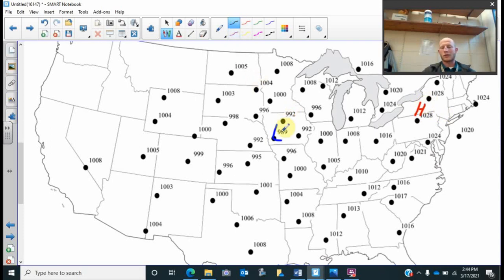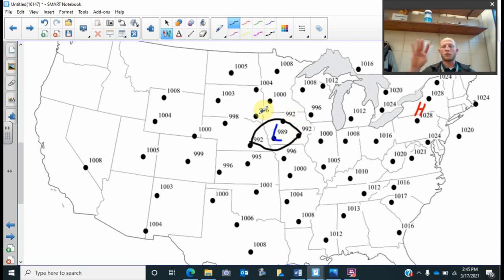Now from here, we're going to go ahead and start at 992 millibars, and we're going to connect all of the points of 992 millibars and make these isobar maps. So I know I can connect these two. I can connect these two and these two. Okay, so there's our first isobar line.